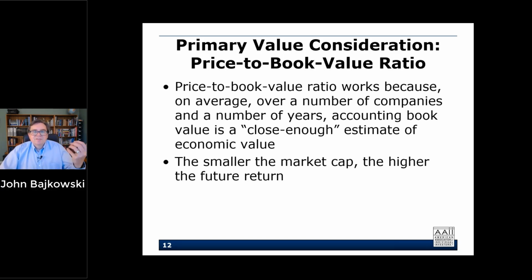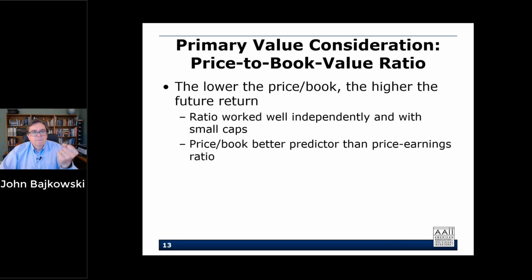And again, studies have shown that the smaller the market cap, the higher the future return, and it tends to work well with book value as well. So it worked independently and worked well with other factors. In fact, the studies that were originally out there, and that really helped determine the initial rules for the shadow stock portfolio, showed that price to book was a better value predictor than price earnings ratio.